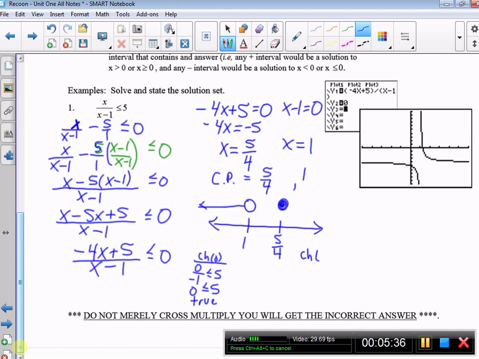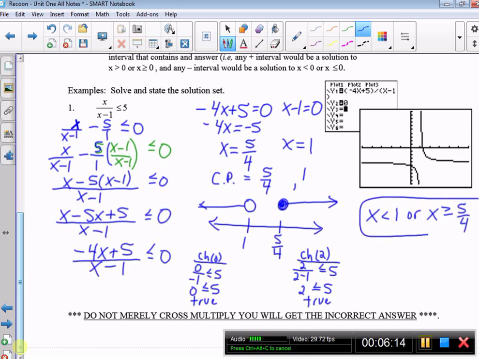If I check, let's say 2, which is larger than 5/4, and I'm checking in the original problem, 2 over 2 minus 1 is less than or equal to 5. I get 2 divided by 1, which is just 2, and that is also true. So this is really the direction that the solution's going. It's an OR. So the answer is x is less than 1 or x is greater than or equal to 5/4.